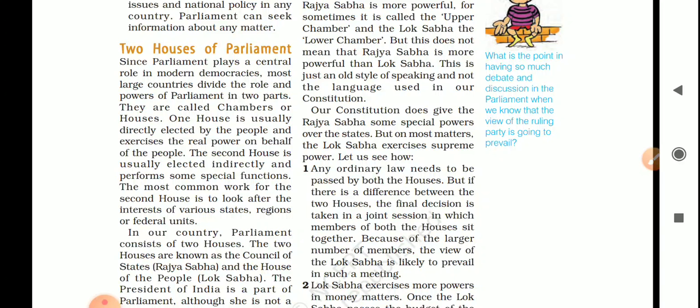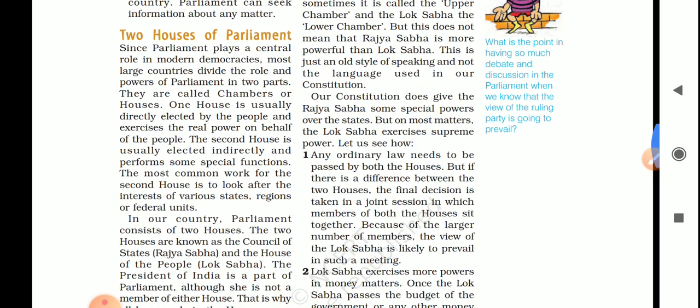Lok Sabha has 545 members, and two Anglo-Indians are chosen by the President. In Rajya Sabha, the members work for 6 years, and in total there are 245 to 250 members, of which 12 are nominated by the President, from sports, culture and other fields.